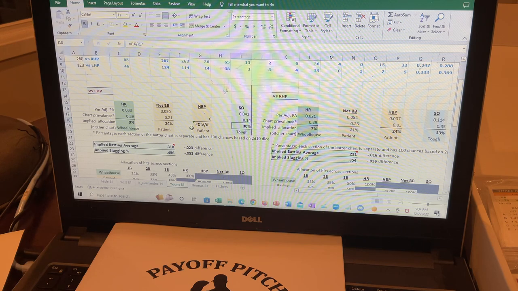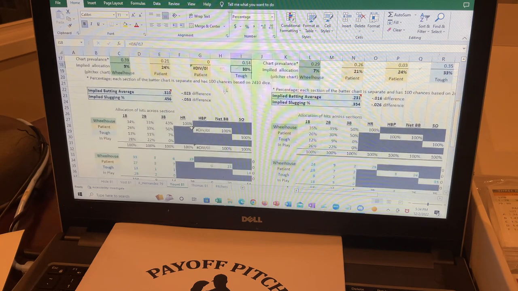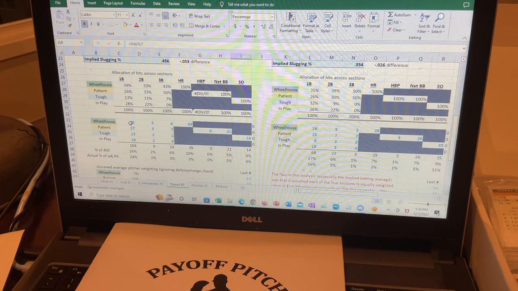The next thing I looked at is how all the chances on the player card were allocated, both by type of outcome, first, single, double, triple, home run, hit batsman, walks or strikeouts, and then where they showed up in terms of the 4 main sections of the card. And then I did an analysis of this.